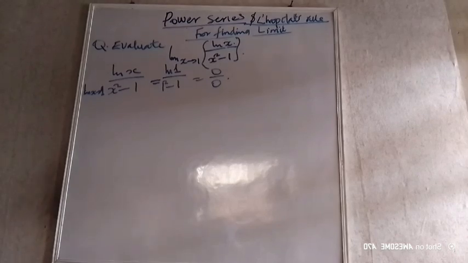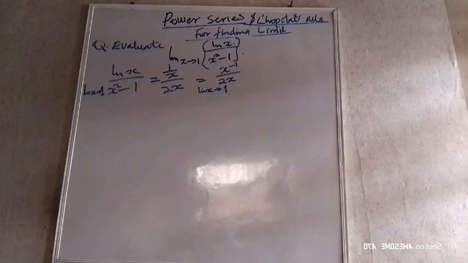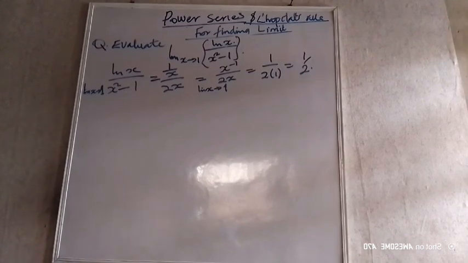Let's see. So what do we have now? We have 1 over x over 2x, when the limit x tends to 1. So that is x raised to the power minus 1 over 2x. Now let us input the value of 1 for x in the expression. So at the end of the day, our expression becomes 1 over 2 multiplied by 1, which is half. And since you have a value for it now, that is the final answer.